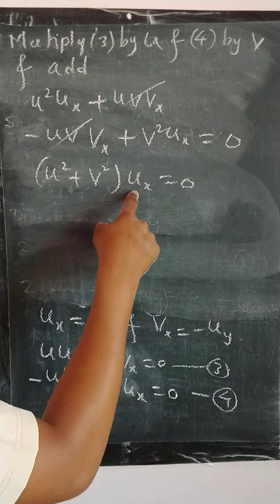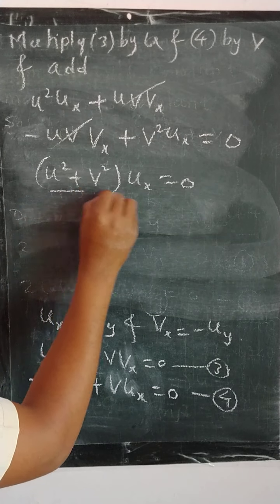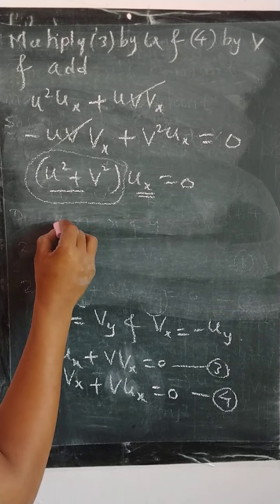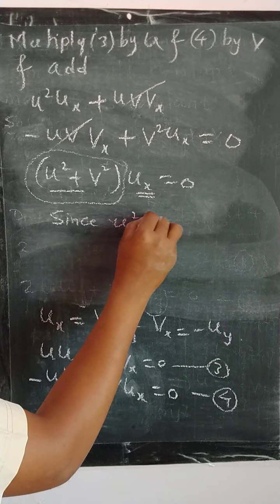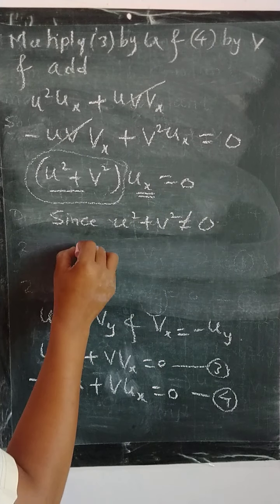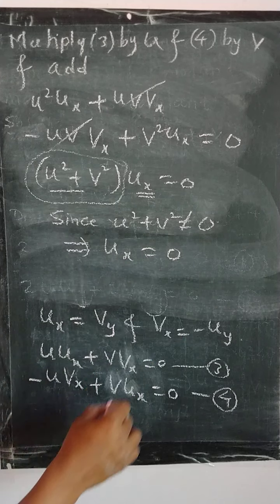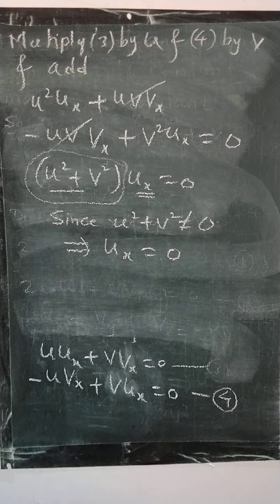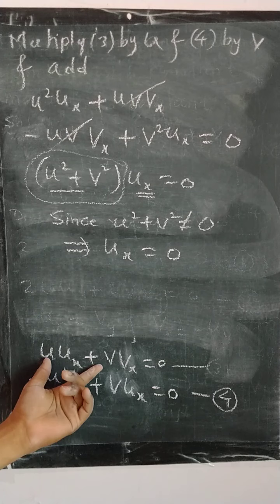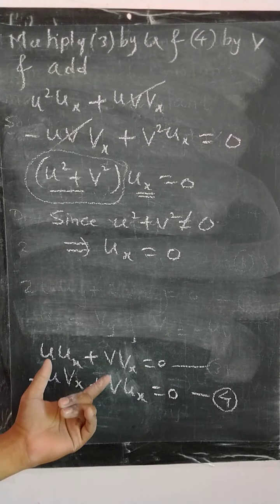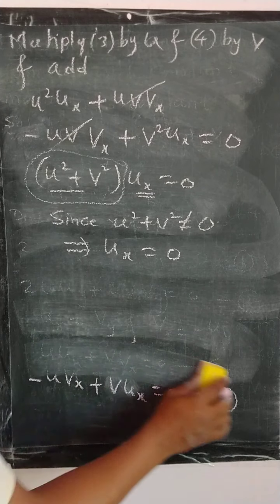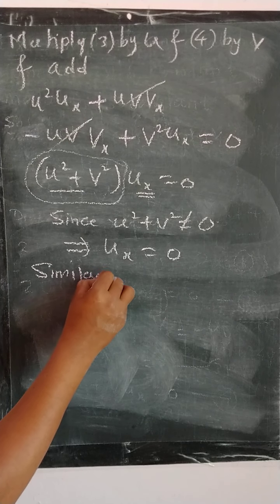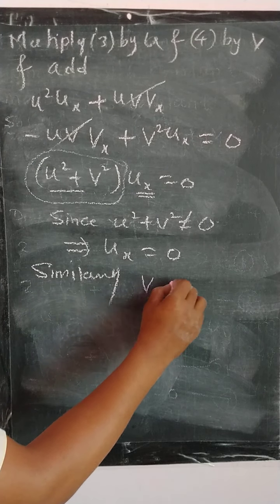So here we have the product of two terms to be 0, so either this is equal to 0 or this is equal to 0, but initially we have assumed this is non-zero. Since u square plus v square is non-zero, we have assumed, that implies ux has to be 0. So we have ux is equal to 0. In a similar manner, when I multiply this by v and this by u, and when I subtract, I'll get the value of vx to be similarly vx is equal to 0.